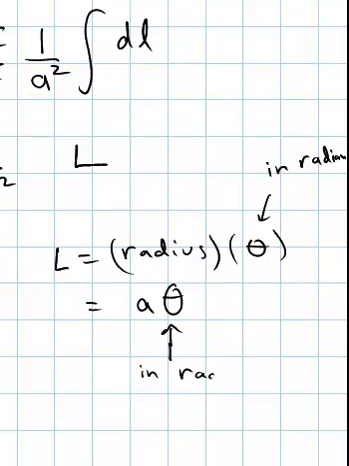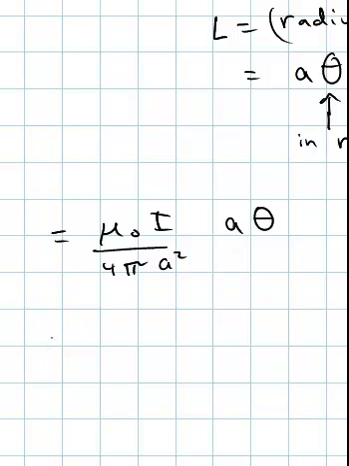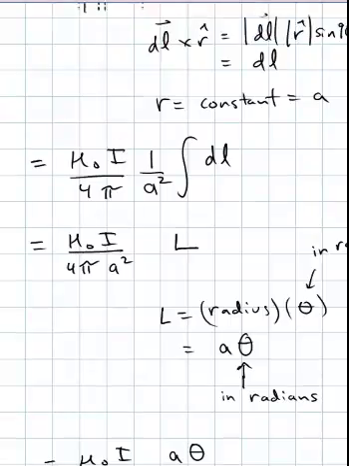Theta must be in radians. And so my magnetic field is mu naught I over 4 pi a squared times a theta. And one of the a's can cancel with one of the a's in the denominator. And this is my magnetic field. This is the magnitude of my magnetic field, but the magnetic field is a vector quantity, so I would have to put a direction there also.